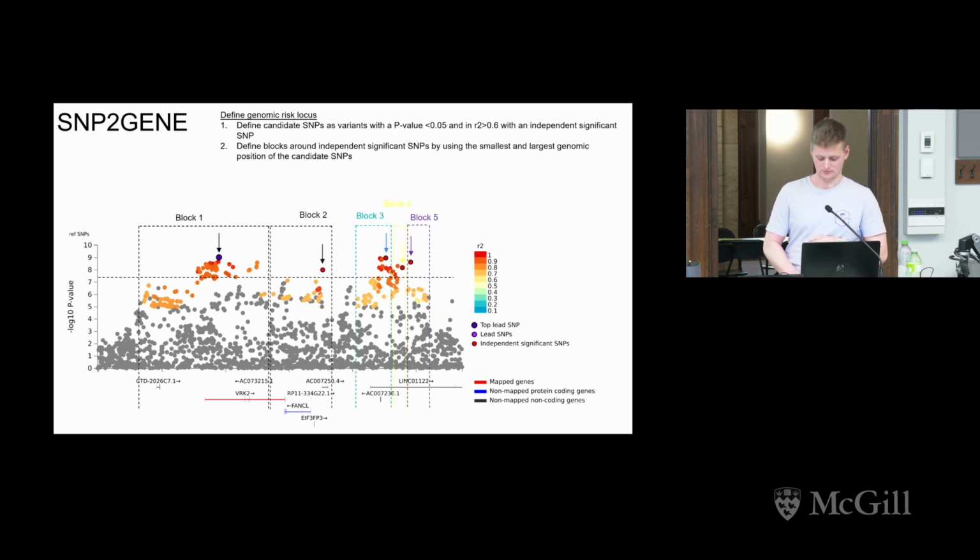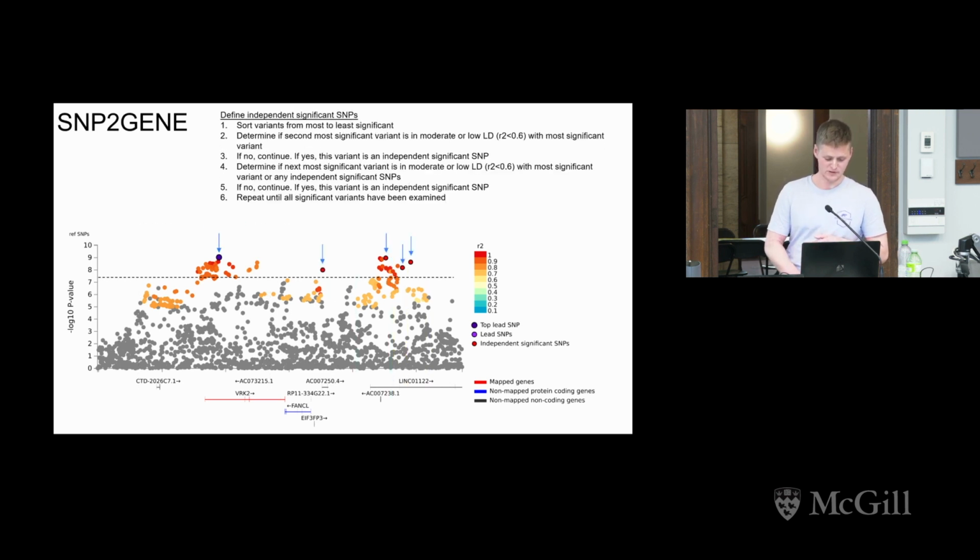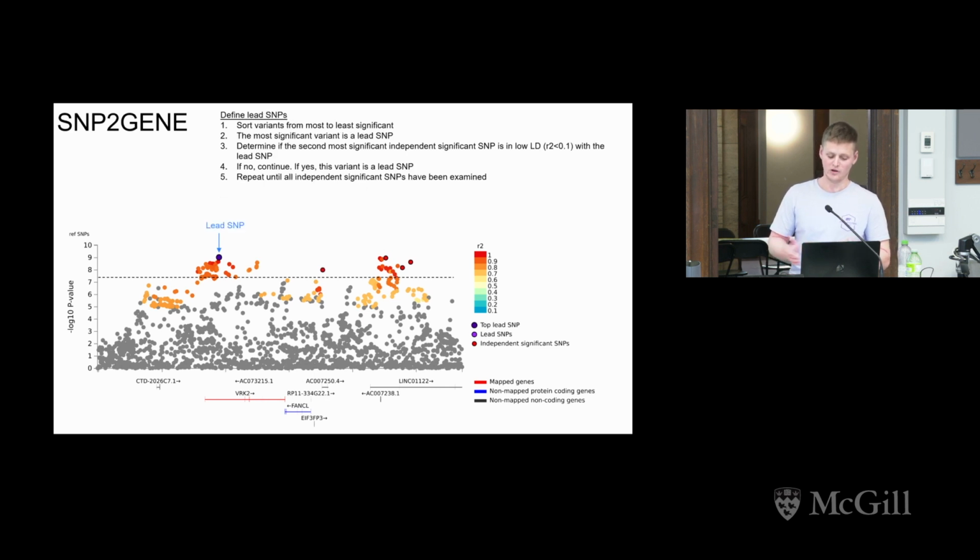Can you explain this point again? Yeah. We have all these independent significant SNPs, the ones with the little arrows pointed to them, because they're in LD less than 0.6, essentially. Then we want to know whether they are so independent from this lead SNP here, which is the most significant SNP, that it should be considered a separate locus, or a separate lead SNP. So it's a second threshold of 0.1, another way of defining how independent something is from the most significant SNP.